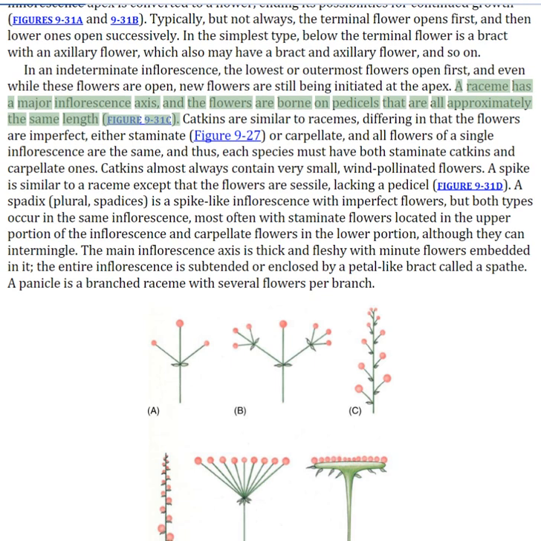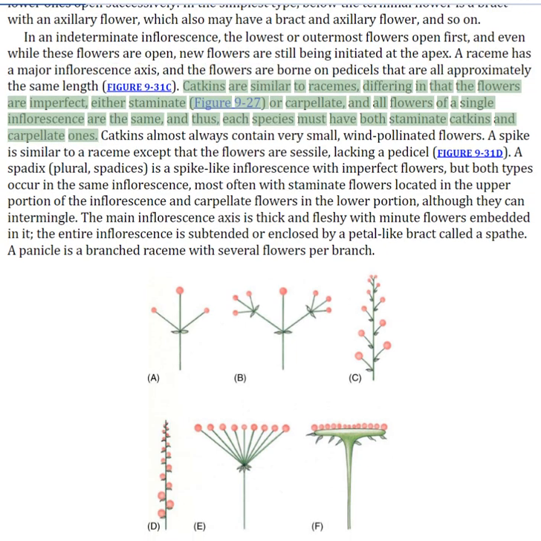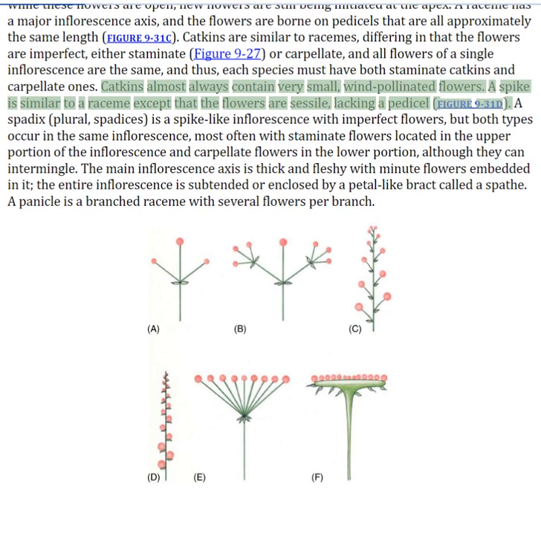A raceme has a major inflorescence axis, and the flowers are borne on pedicels that are all approximately the same length. Catkins are similar to racemes, differing in that the flowers are imperfect, either staminate or carpellate, and all flowers of a single inflorescence are the same, and thus, each species must have both staminate catkins and carpellate ones. Catkins almost always contain very small, wind-pollinated flowers.